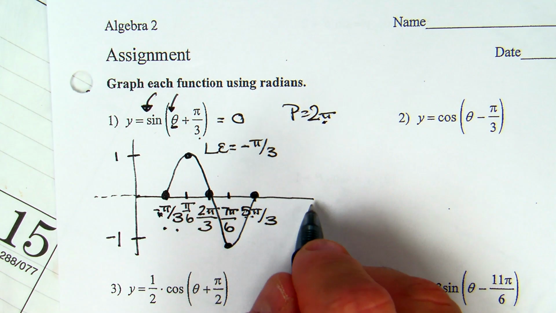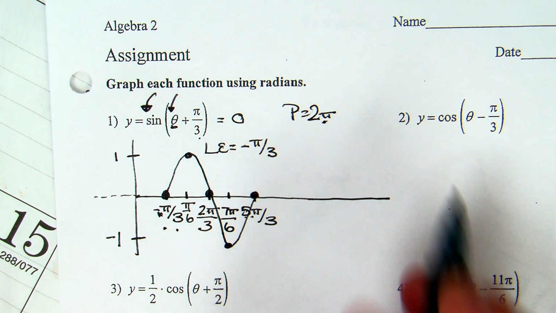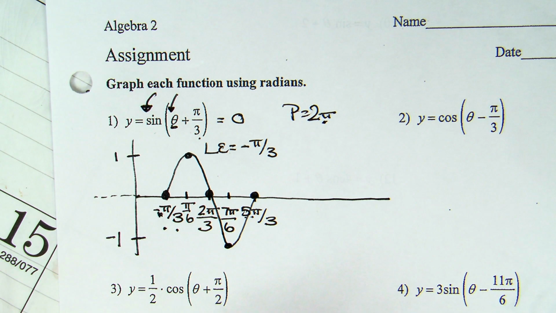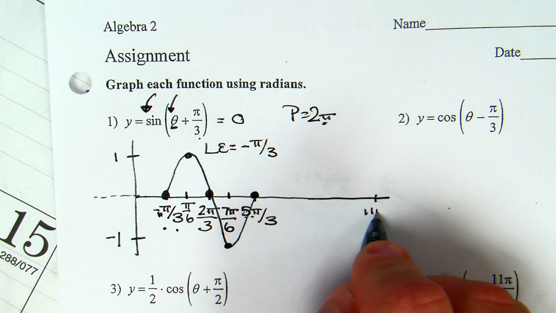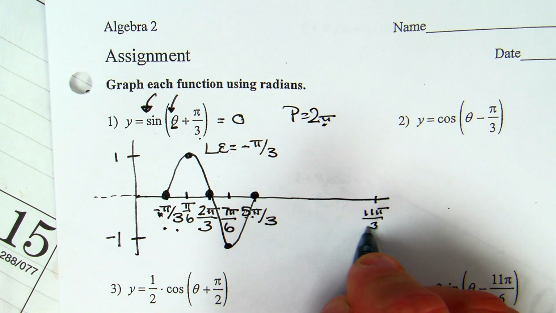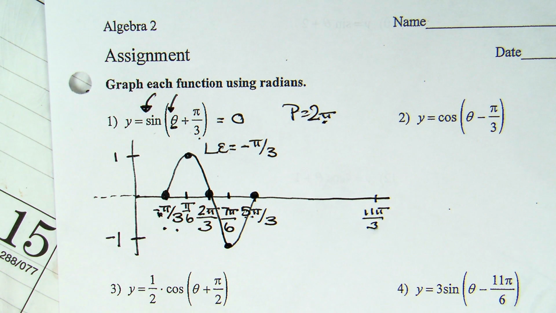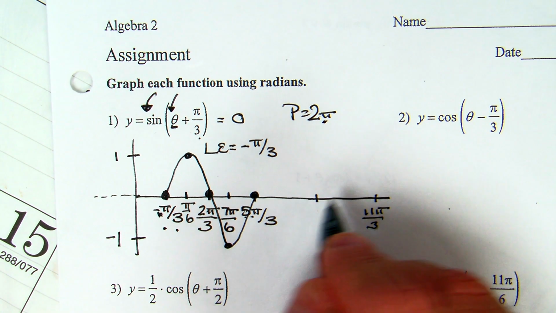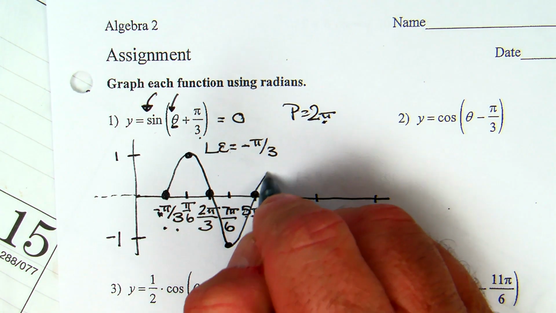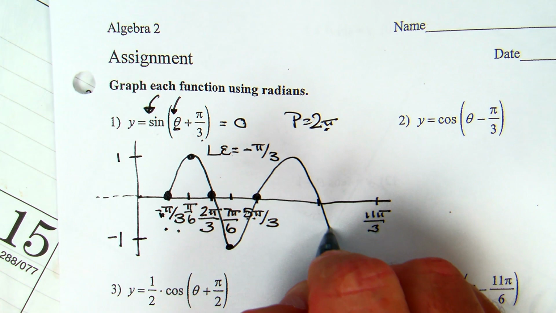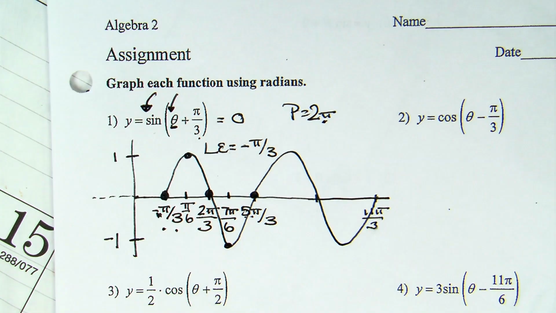Then all I would ask you to do is create the second cycle. I would once again add 6 pi to the numerator. That would give me 11 pi over 3. Another halfway point brings me back to 0. The quarter points to the max and min. And I'm all done. And that's it.